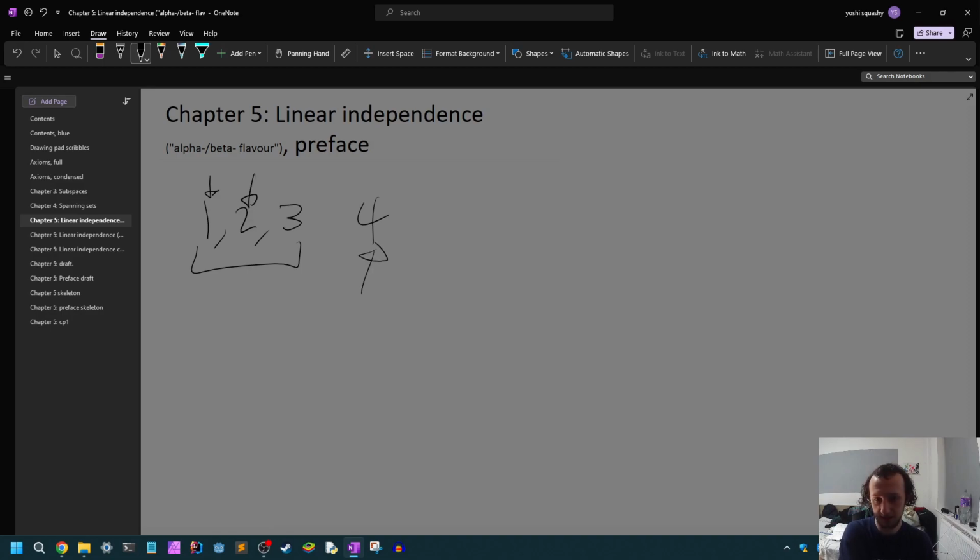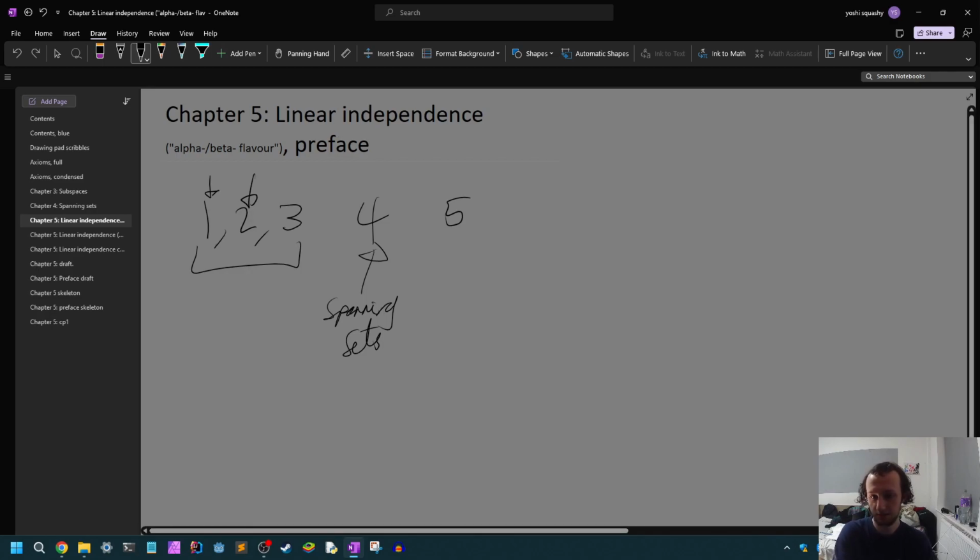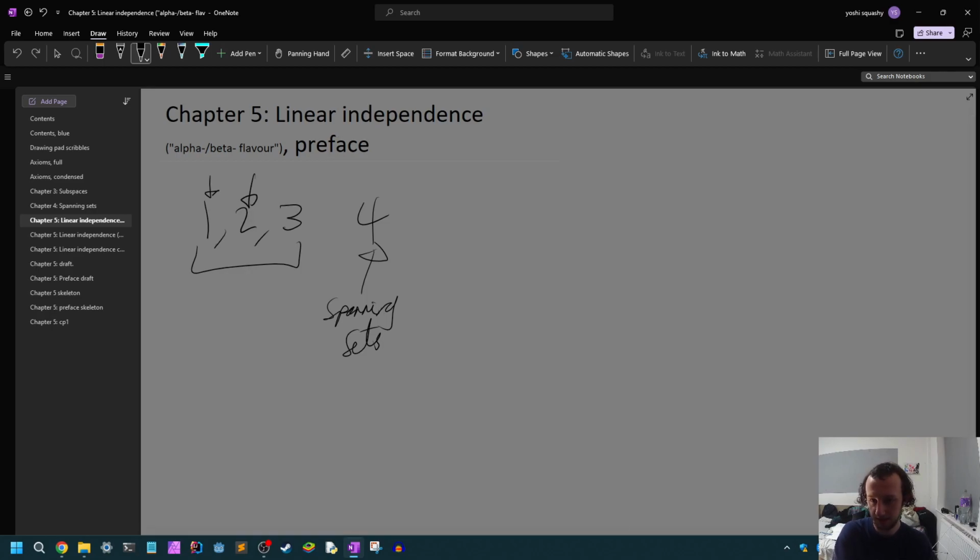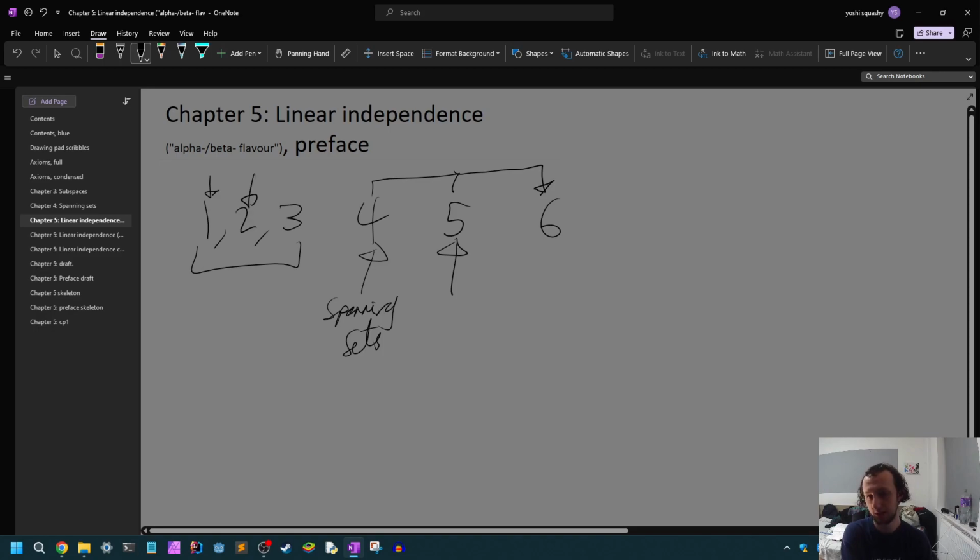Chapter 4 is on spanning sets, which we did before this one, and then today we take on Chapter 5 on linear independence. And essentially, the way I like to think about these topics is that they're all building towards Chapter 6, which is on basis. More on that later, don't worry. But essentially, 4 and 5 directly build into Chapter 6 in terms of definition and proof-wise.